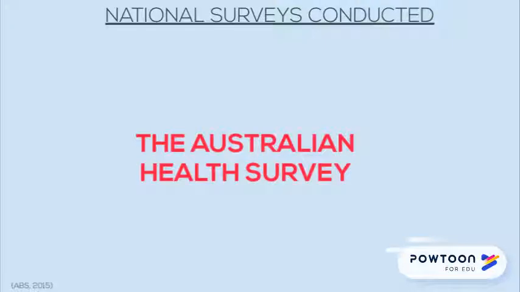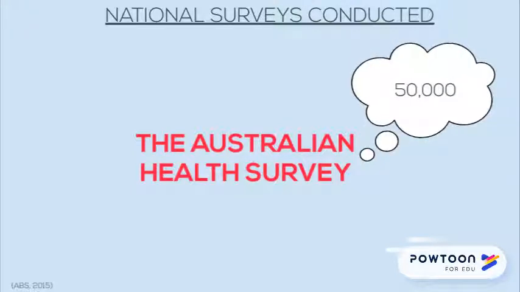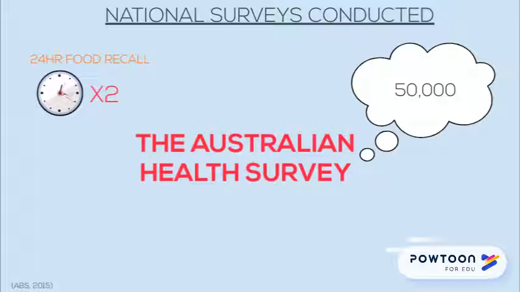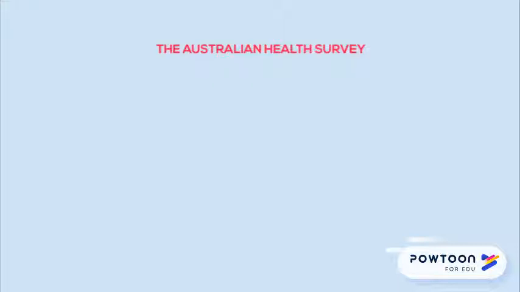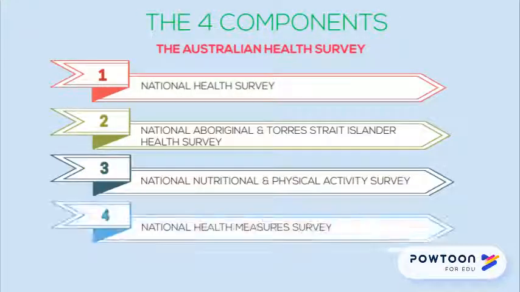The Australian Health Survey included over 50,000 randomly selected participants. It utilised the 24-hour recall method twice to improve accuracy of results and collected biological samples such as blood tests. The study was broad, with 4 outline components and separate surveys shown below.